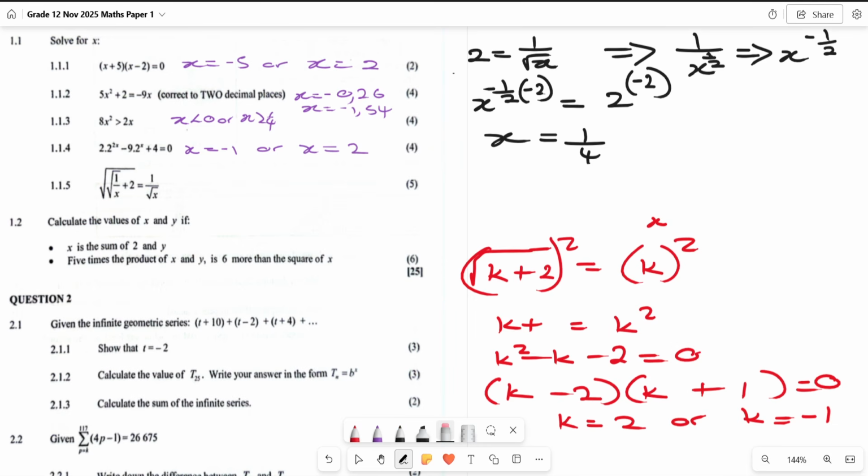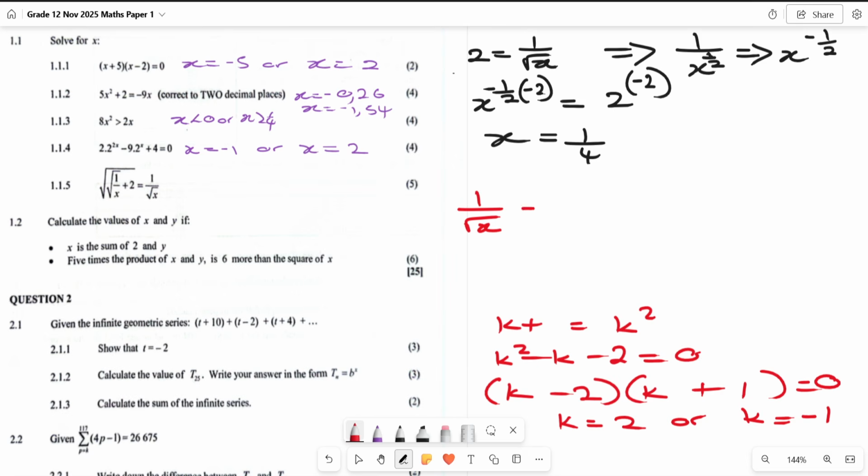Allow me to erase this part now. Sorry, I'm writing in a big font because I want everyone to see. Now let's try when k is equal to minus 1. But we said k was 1 over square root of x. If this is equal to minus 1, we're going to do the same thing. This is going to be x to the minus 1 over 2, right? And then we multiply this with minus 2 is equal to minus 1.